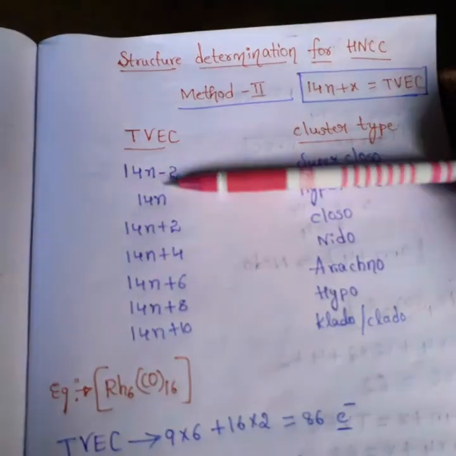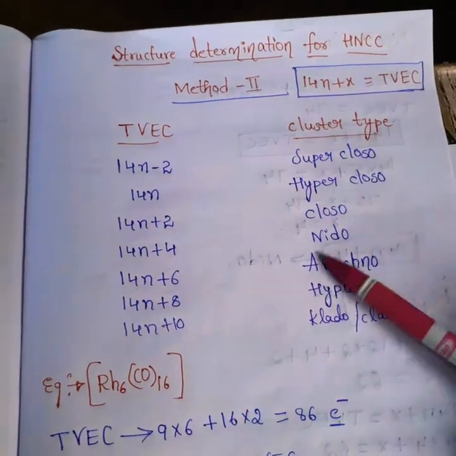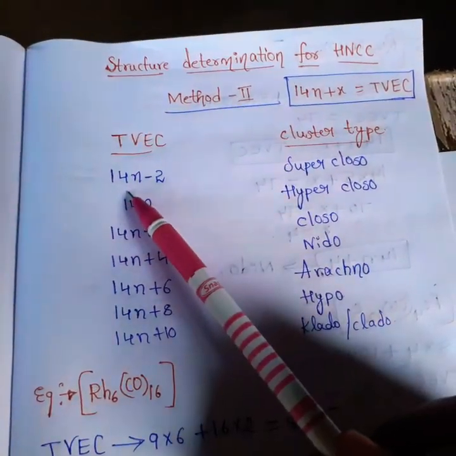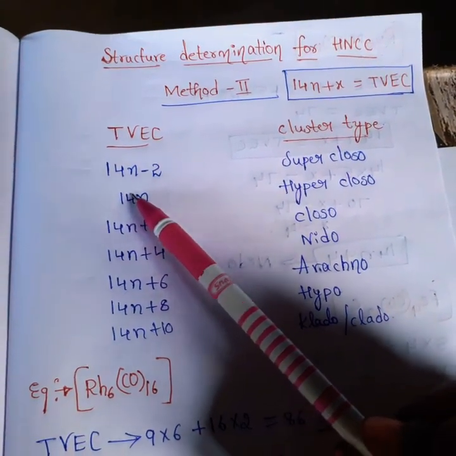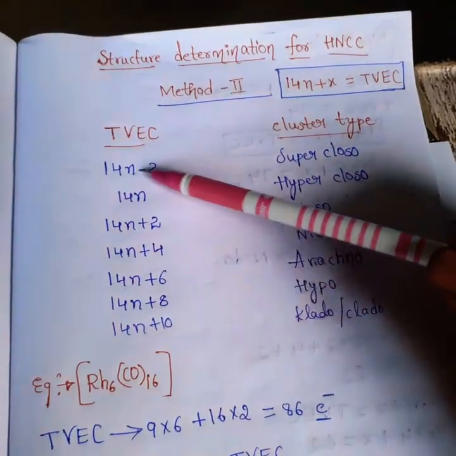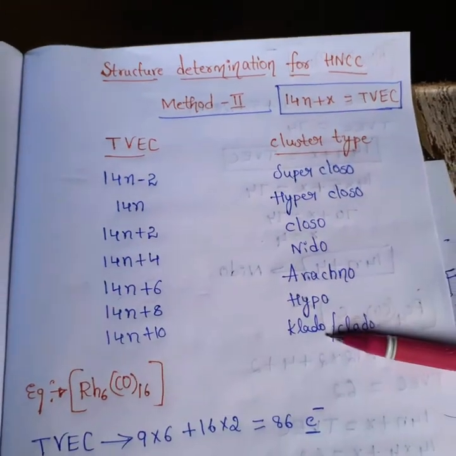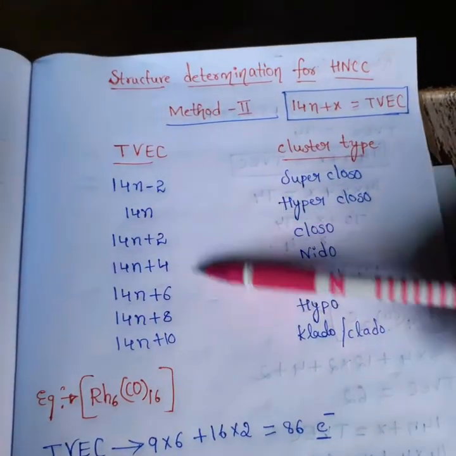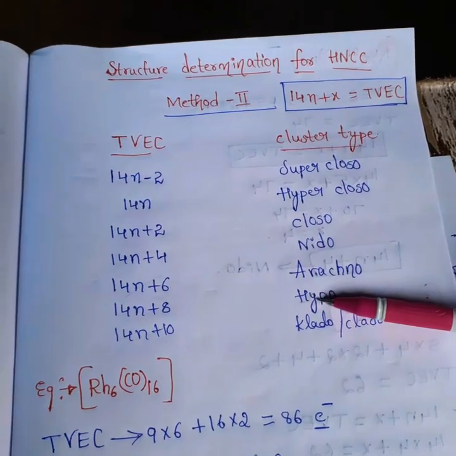We just have to remember this. If we get any number, we have to observe that number, and if the answer is in this manner, we look at the cluster type. After discussing this, I will go to some examples, then you will clearly understand this.